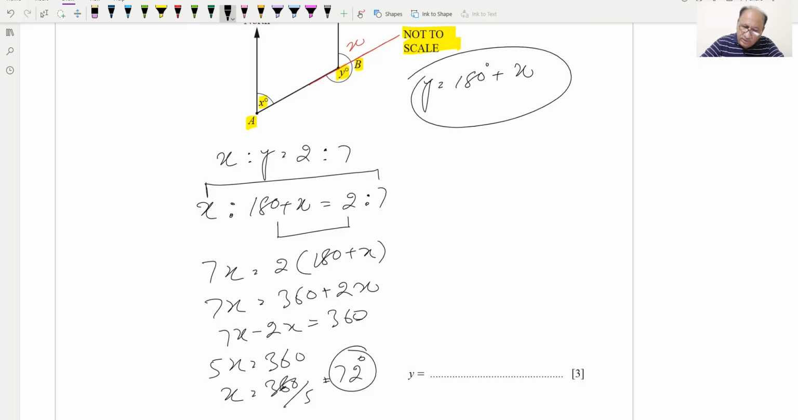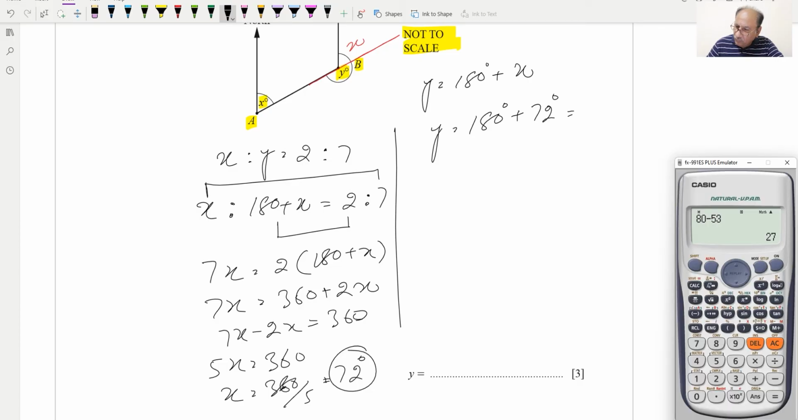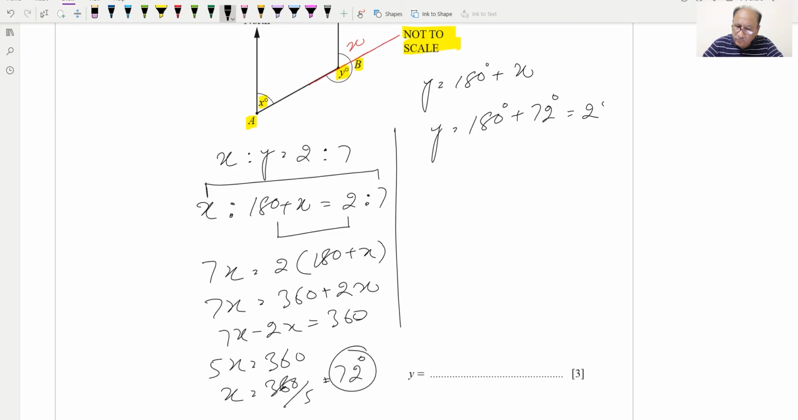Now we will utilize this equation. We will replace x is equal to 72 degrees. So 180 plus 72 degrees, 180 plus 72 is equal to 252 degrees, and this will be the y value which we are supposed to find for 3 marks, and this is done. Hopefully you understood this as well.